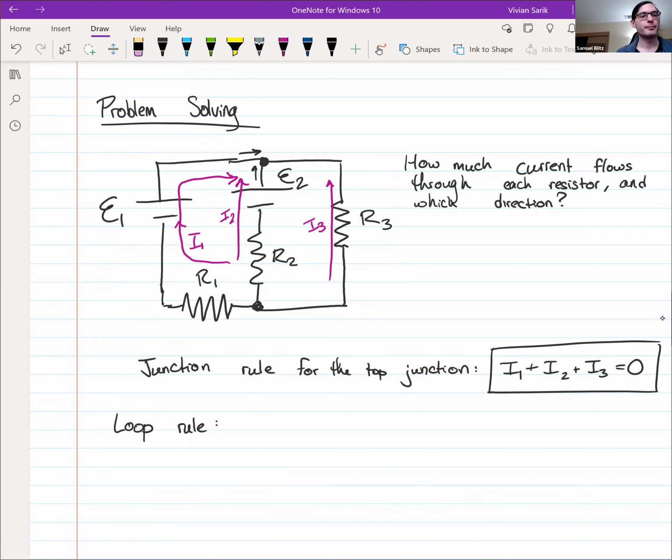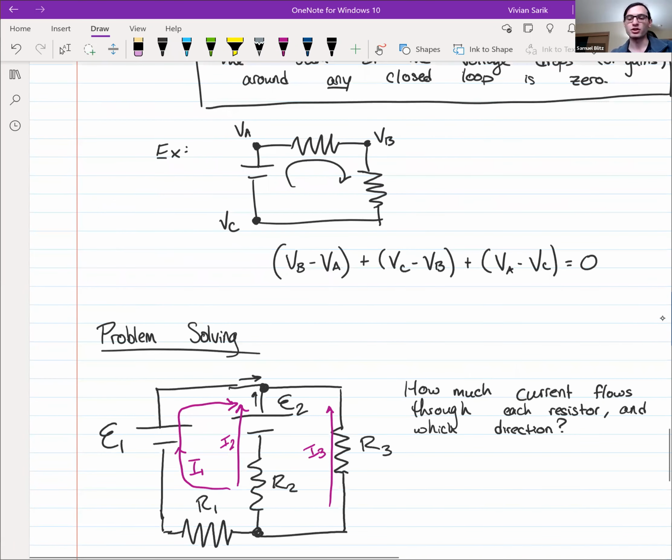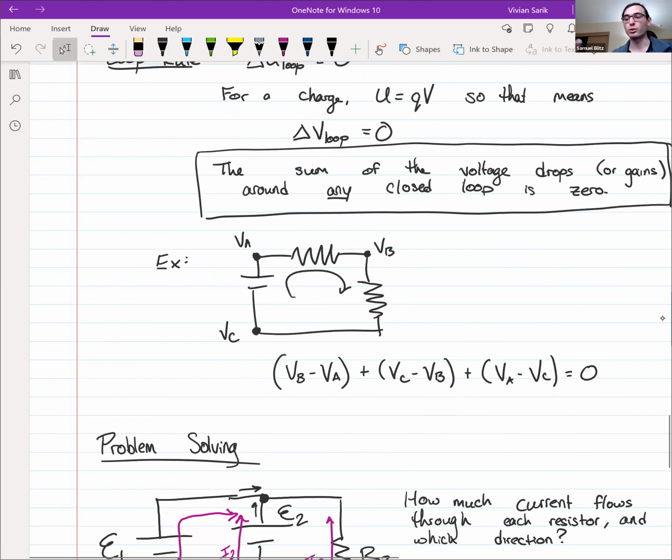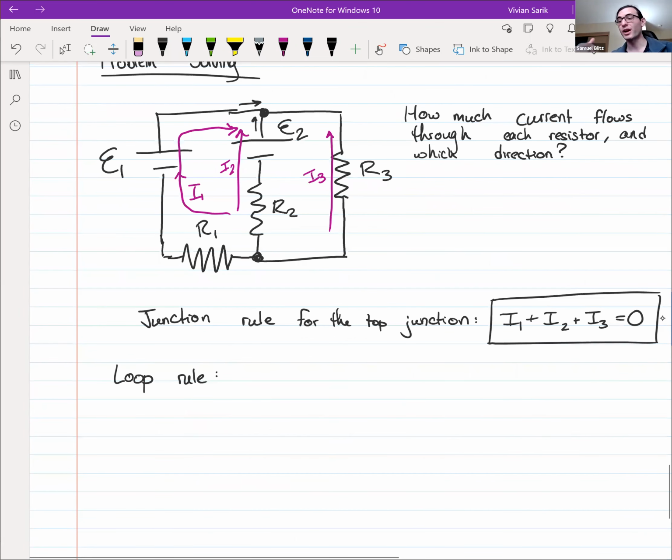So each one of those loops will give us an equation. It'll give us a sum of potentials equals 0. So if we're clever about this, we can figure out how many loops we need to pick. We only need to pick 2 more because there are 3 unknowns, 1 for each of the currents. We already have 1 equation, so we don't need all 3 loops. We only need 2 of them, so we just need to pick 2 of them and stick with it.